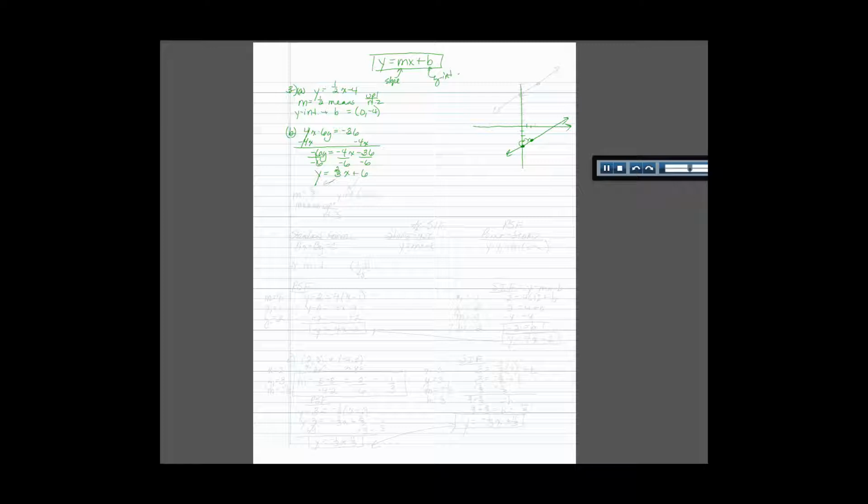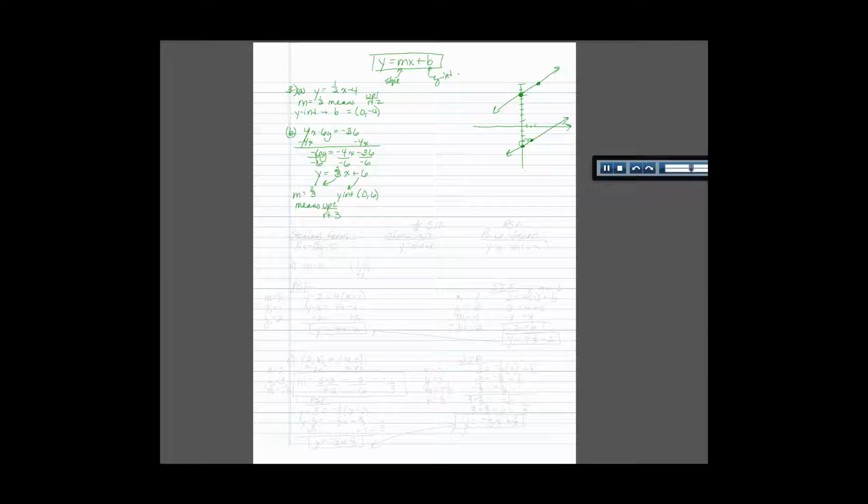So what am I told? This tells me that the slope is 2/3, and this tells me that the y-intercept is the point (0, 6). So 1, 2, 3, 4, 5, 6. There's the y-intercept. And the slope 2/3 means it's positive, up 2, right 3. So from that point, I'm going to go up 2 and right 3, and I'm right there. And I have that line. Okay?